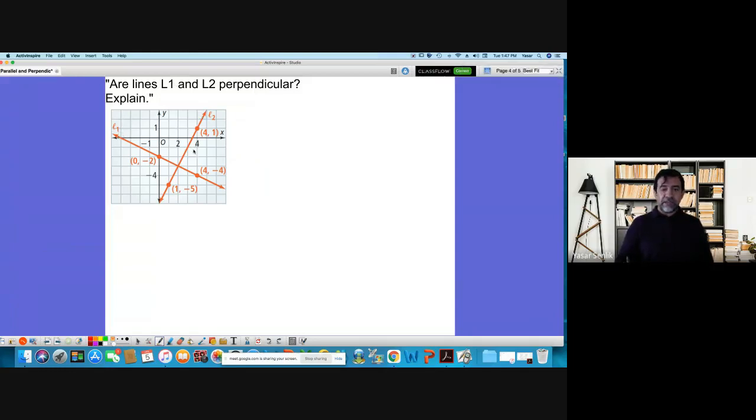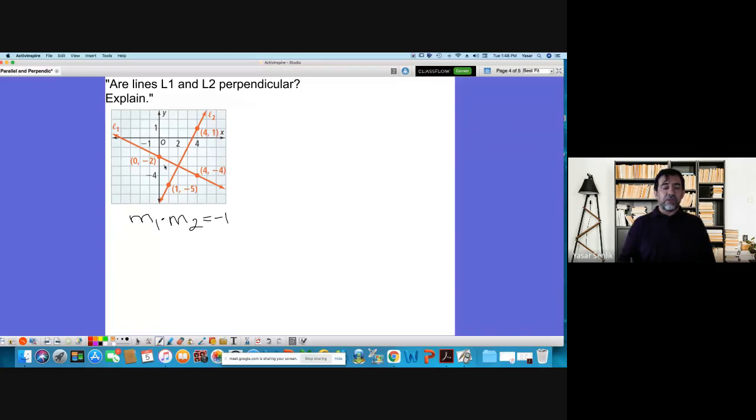L1, this is L2, are they perpendicular or not? We're going to look into that one. If two lines are perpendicular, then the product of the slopes has to be equal to -1. If the slope of two lines' product is -1, then the two lines are perpendicular. So we do not know the slope of L1 and we do not know the slope of L2, so we need to figure out the slope of L1 and L2.